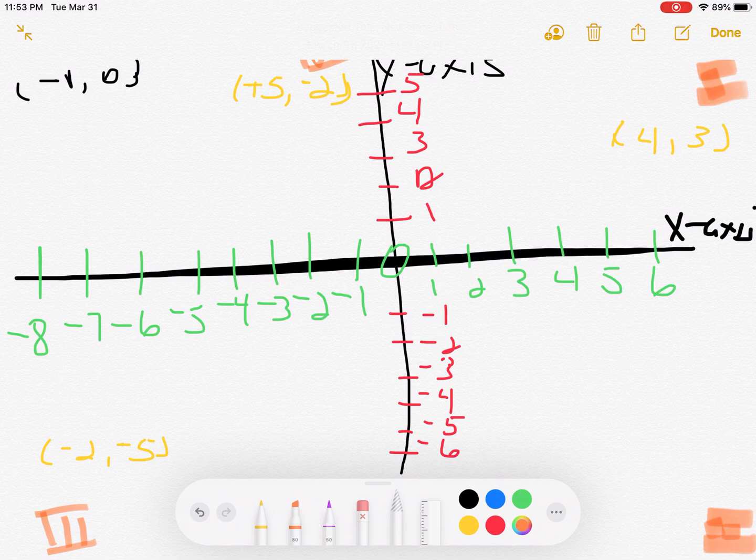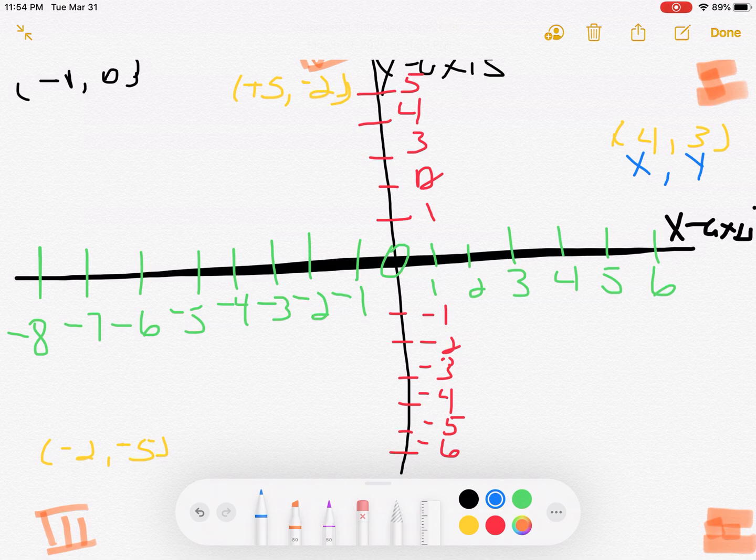Okay, and then positive 3. So I know that the first number in our coordinate pairs belongs on the x-axis, and the second number belongs on the y-axis. So let's move to the x-axis.